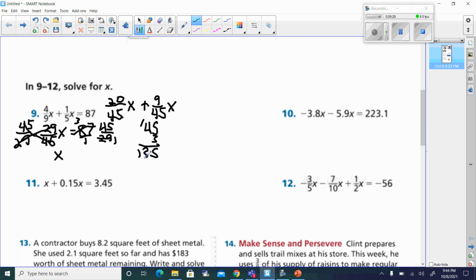You can see what I was saying, because 3 times 50 would give me 150, and then when I minus 15, I would get 135. So x has to equal 135.